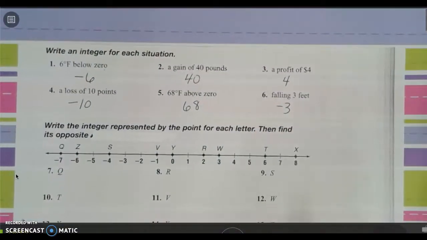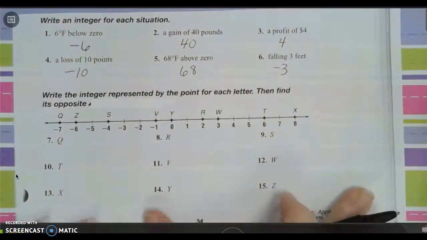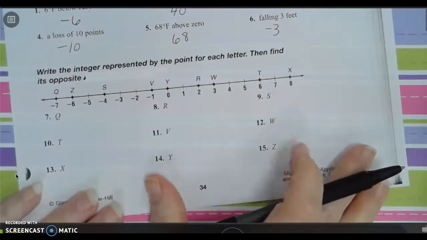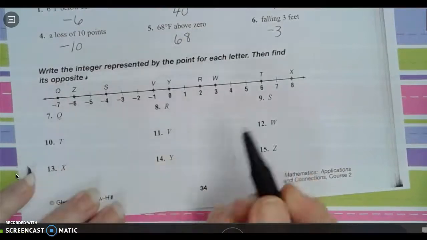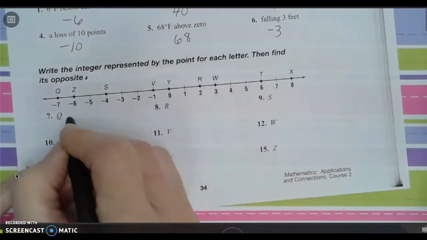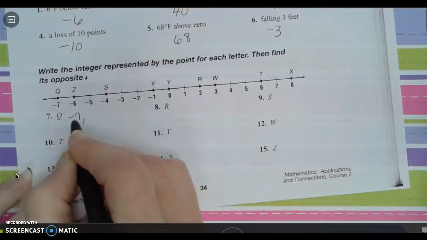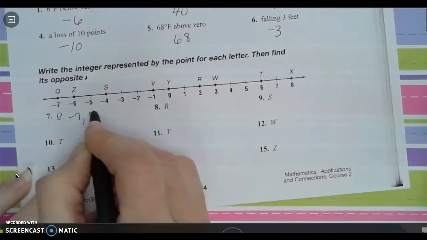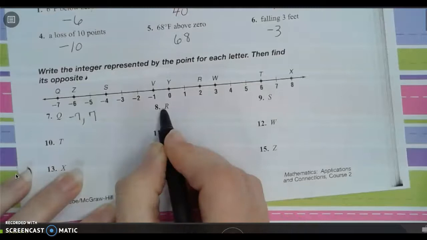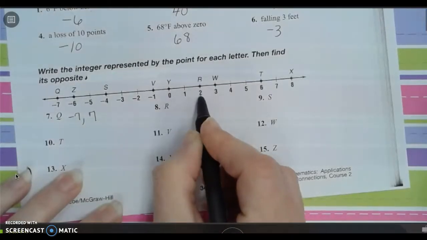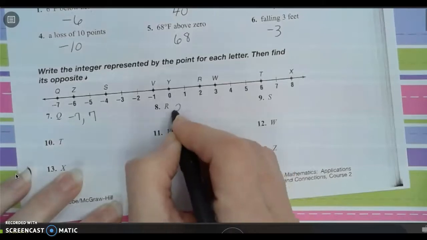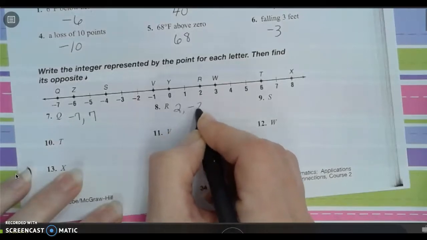Now we're going to look at this number line and determine what number the letter is sitting on and then what is the opposite of it. So Q is at negative 7. So the opposite of negative 7 would be positive 7. Number 8 says find R. Well, when I look at R, that is at number 2. So R is 2, and the opposite would be negative 2.